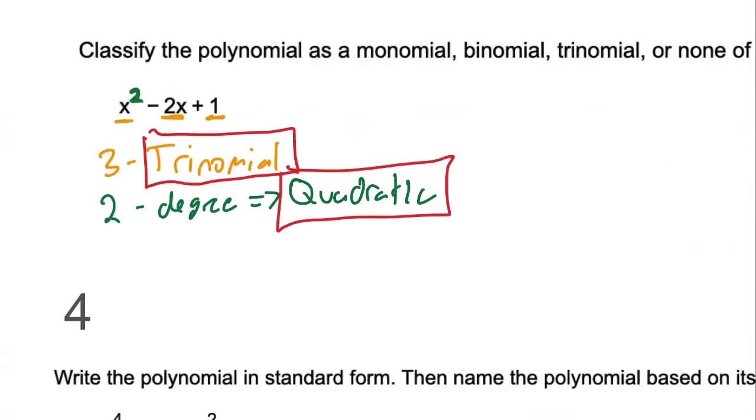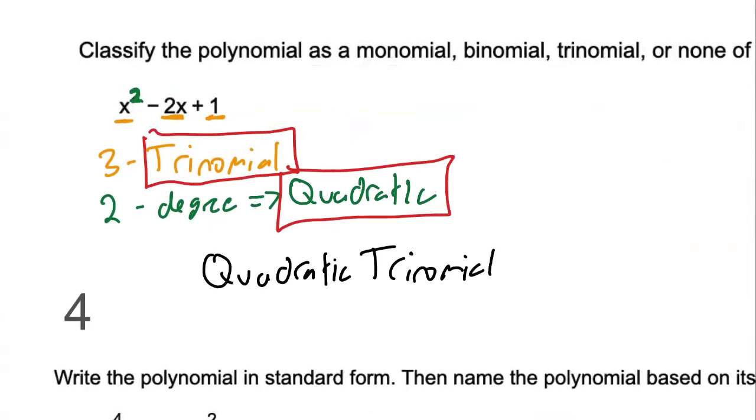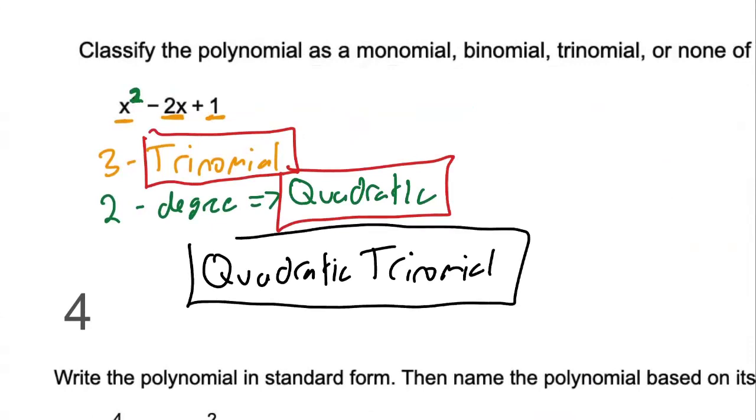Now, if on the test you're asked to give the name, then you just put it all together. This is a trinomial. So sorry, no. You start with the degree first. Quadratic trinomial. So this is the complete name of that polynomial. So that is considered a quadratic trinomial. So you gotta look at the terms and then you gotta look at the degree.